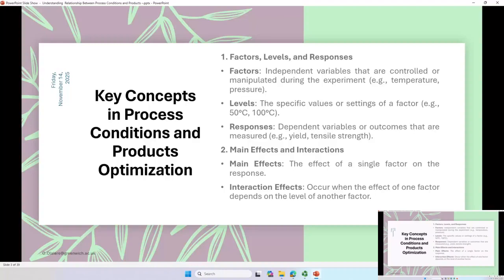Then responses. A response is very simple. What quality are you looking for? Is it texture you are looking for? It depends on what you are dealing with. Then the main effect and interaction. Main effect is the effect of a single factor on the response.